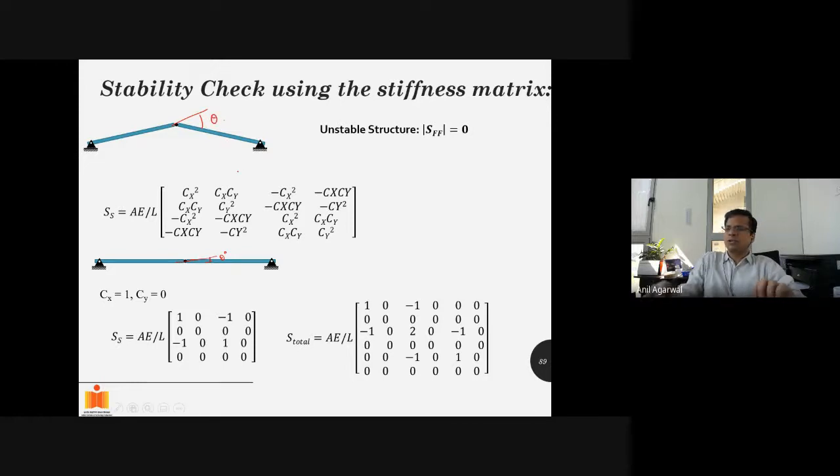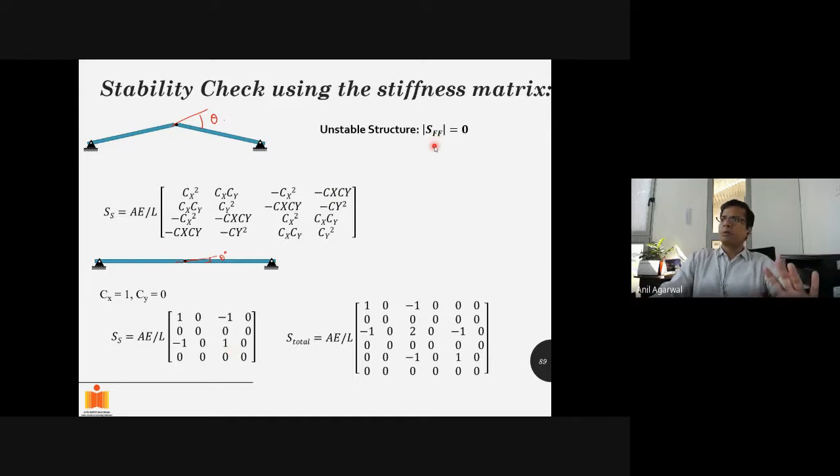Okay. If I put this theta, let's say 1 degree or 0.5 degrees or something like that, and then you solve for this SFF determinant, you will see that it turns out to be marginally positive, and that will be a sign of an ill-posed problem. Okay. Anyway, so we will see what it means here.